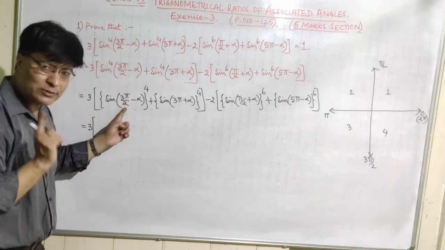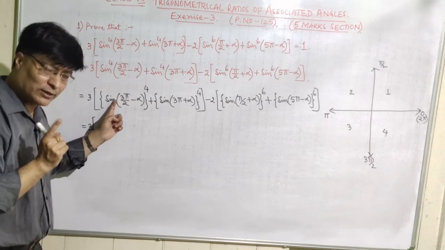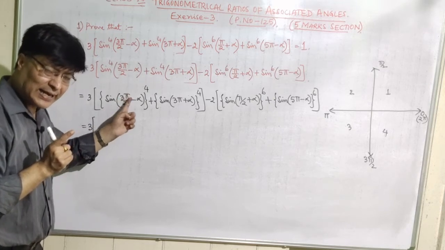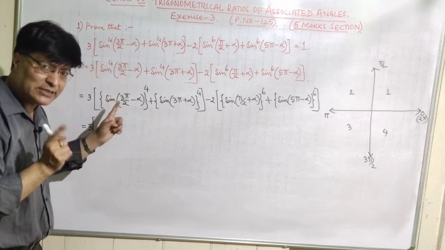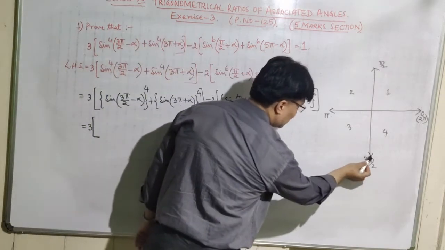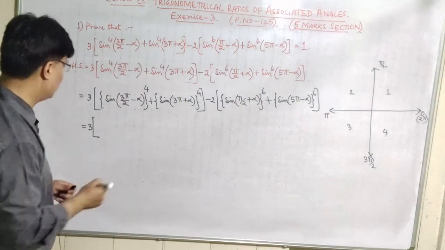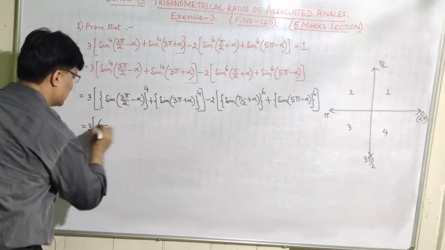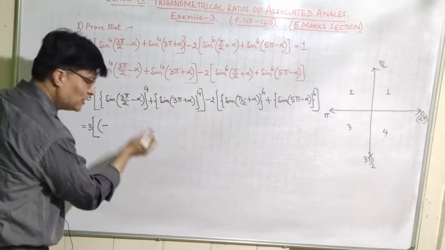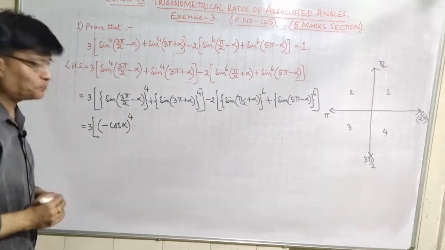What is pi by 2? 90 degree. 90 into 3 is 270 degree. So it is 270 degree minus alpha. 270 degree minus alpha lies in the third quadrant. In the third quadrant, sine is always negative. So it is minus. Understood? Now since this is 270, an odd multiple of 90, sine changes to cos. So it is minus cos alpha whole to the power 4.